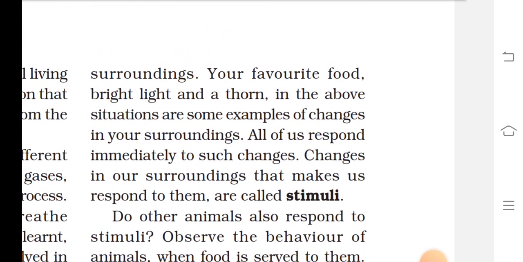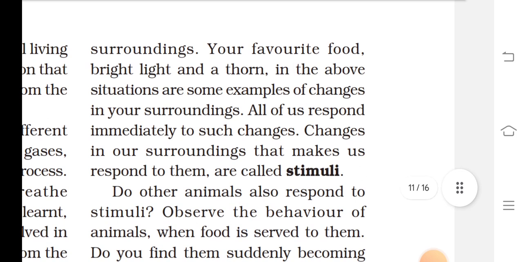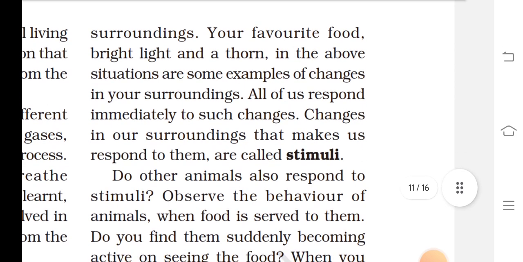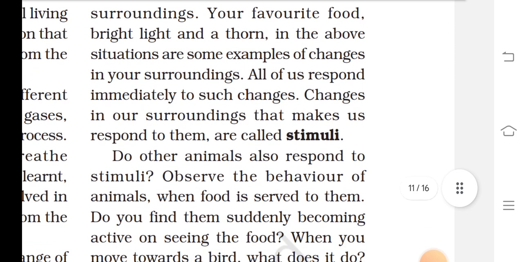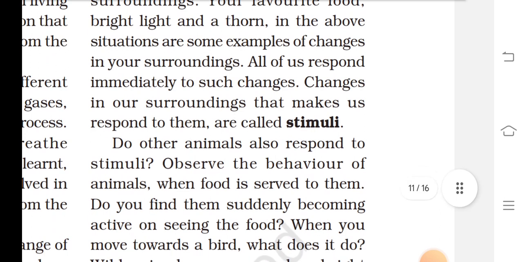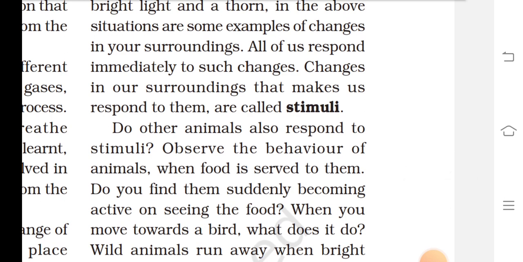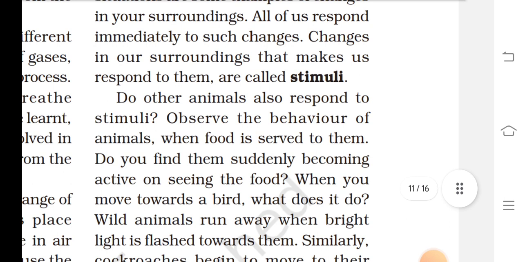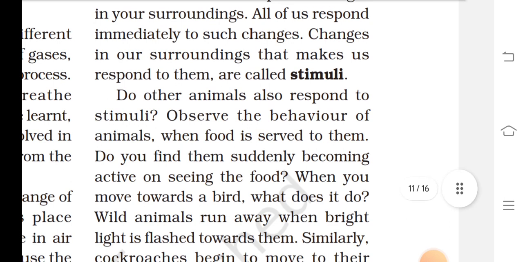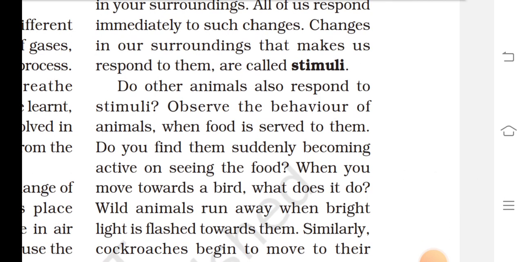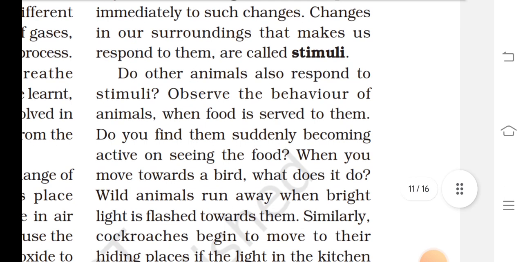surroundings. Your favorite food, bright light, and the thorn in the above situations are some examples of changes in your surroundings. All of us respond immediately to such changes in our surroundings. The changes that make us respond to them are called stimuli. Do other animals also respond to stimuli?